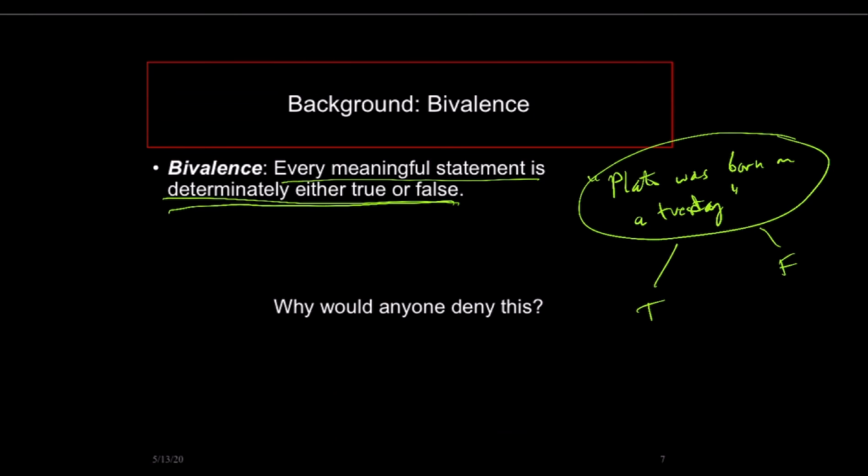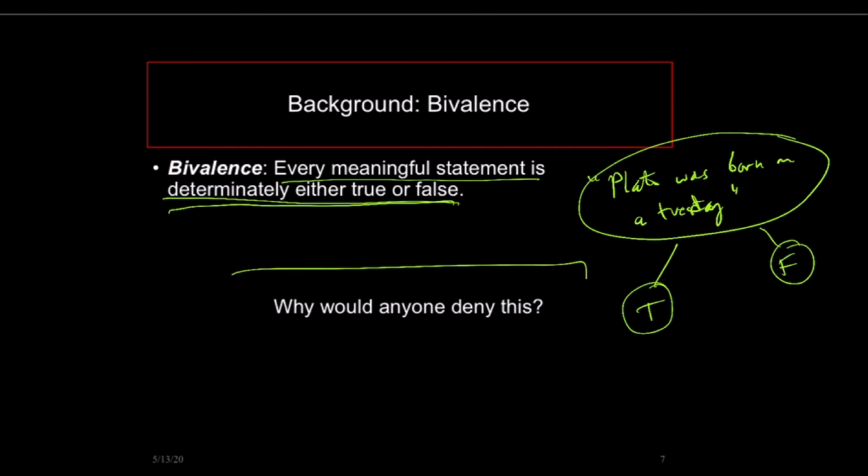That's not an epistemological claim. It's sort of almost like a metaphysical or ontological claim. It's to say that the statement has a truth value. We might not know its truth value, but that's a separate issue. Okay? There is a fact of the matter that fixes the truth value to be either T or F.